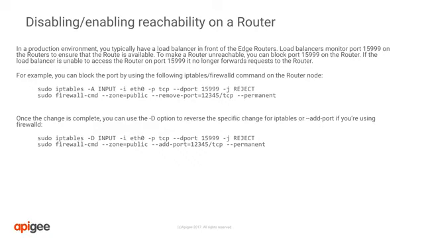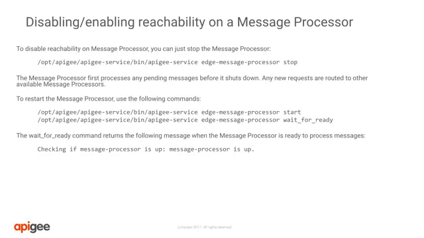Once maintenance is complete, reverse the change in order to allow the load balancer to re-add the router to the pool. Next, we come on to message processors. To disable reachability on a message processor, simply stop the service using the apigee-service utility. The message processor will first process any pending messages before it shuts down. After this time, routers will send traffic to any remaining message processors. To restart the message processor, again use the apigee-service utility to start the service.